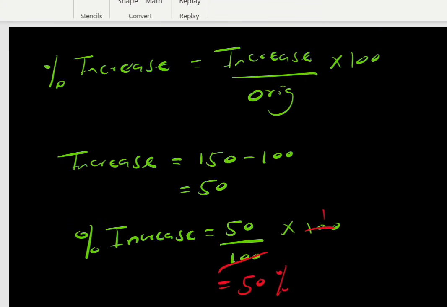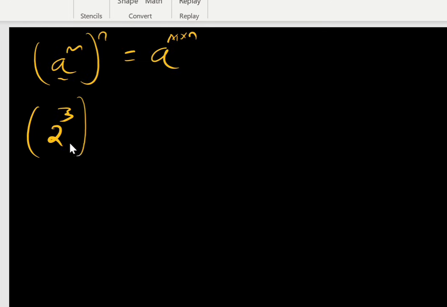So this is the law. We call it the power law. If you have A, which can be any number, raised to m, and then raised to another power n, you pick what is inside, which is A, then you multiply the powers, m times n. For example, if you have 2 raised to power 3, and then it is raised to another power, power 2, you pick the base, 2, then multiply the powers, 3 times 2, you get 6. This is the first law we're going to use.